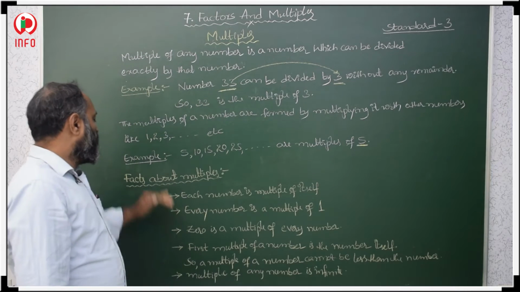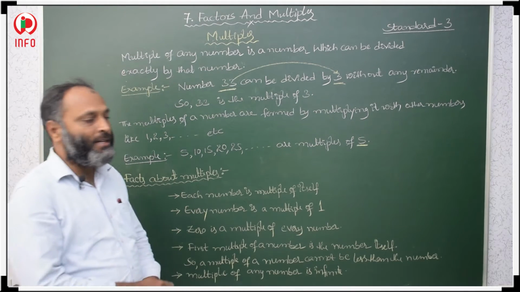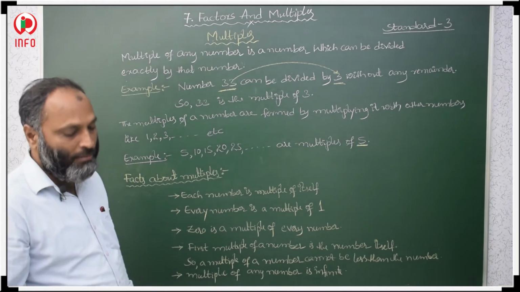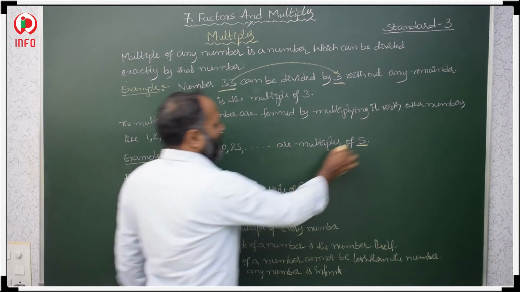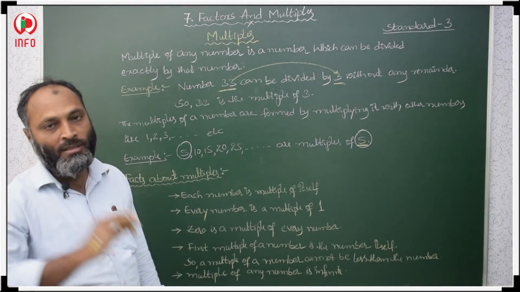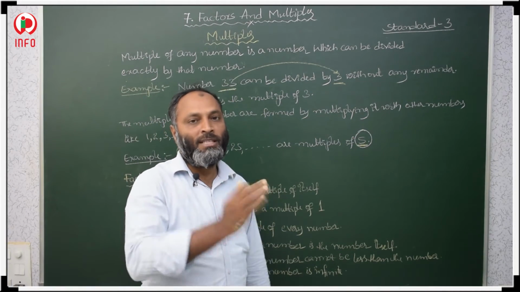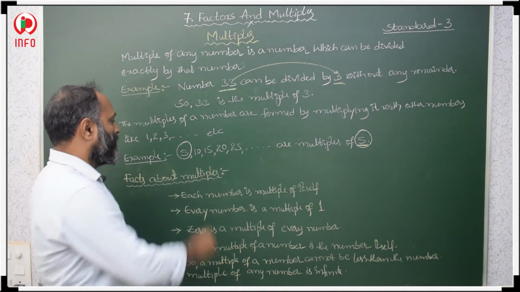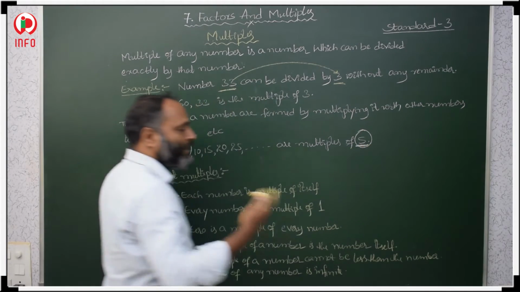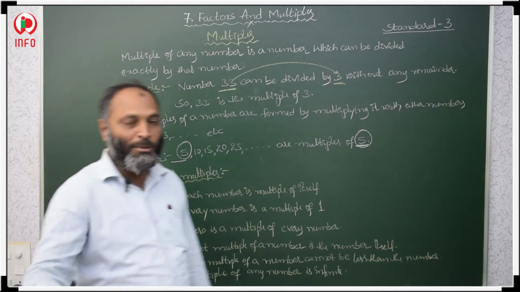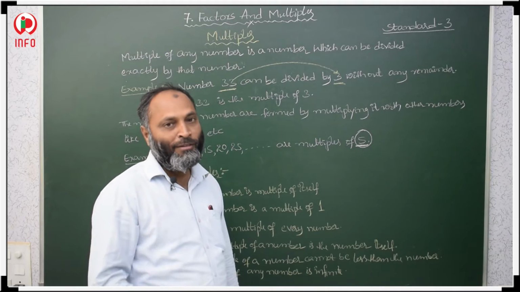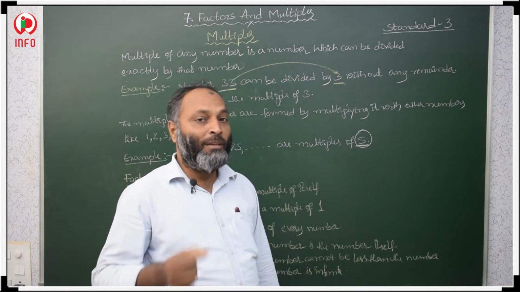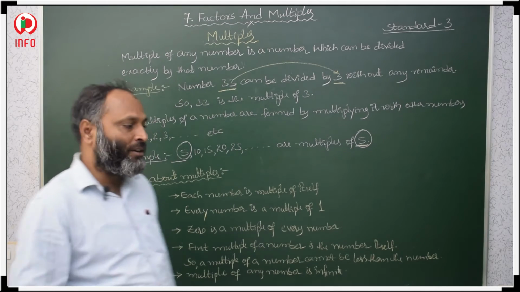Now, facts about multiples. Each number is a multiple of itself. How? 5 is a multiple of 5, 6 is a multiple of 6, 7 is a multiple of 7, 8 is a multiple of 8. 7 ones are 7, 6 ones are 6, 10 ones are 10. Why? Because if we multiply by 1, we get the same number. That is why every number is a multiple of itself. This fact you have to remember.